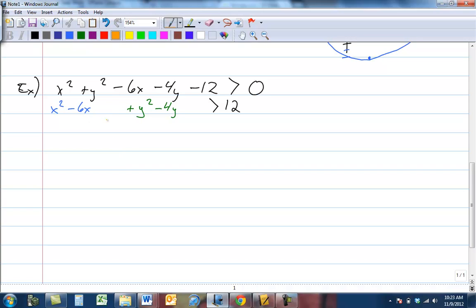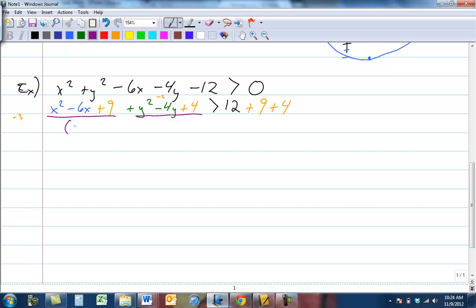All right, now we're going to complete the square twice. So here in this case, half of b, half of negative 6 is negative 3. Squared, we're going to add 9 here. We're also going to add 9 to the other side. Okay, then this one, half of b in this case is negative 2. Squared is plus 4. And then we're going to add 4 to this side as well. Okay, so now we're going to factor the x terms, and then we're going to factor the y terms.